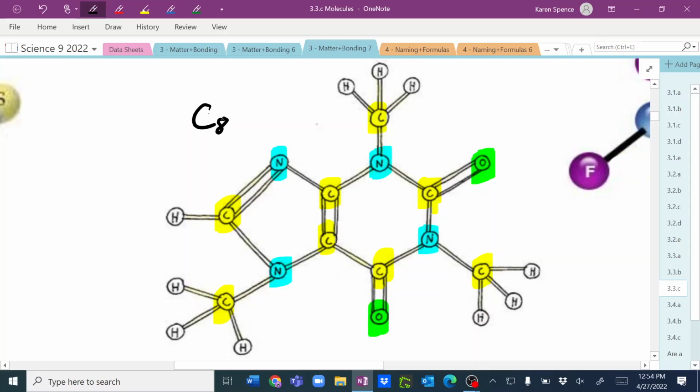And then usually we write the hydrogen next. H, and there's a lot of them. Let's see, 1, 2, 3, 4, 5, 6, 7, 8, 9. Are there 10? Yeah.